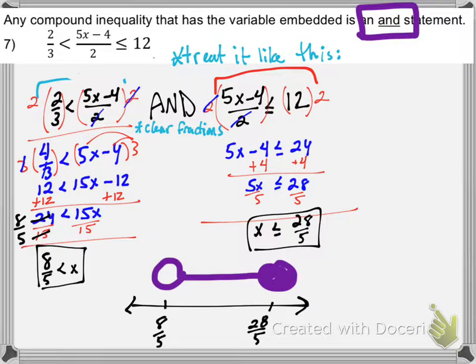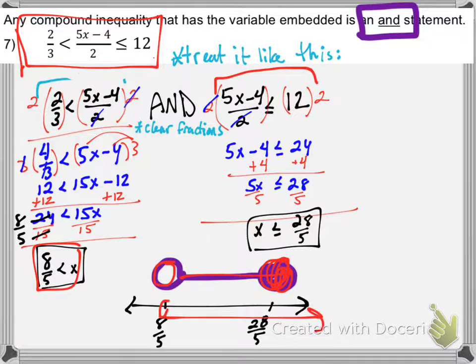Typically, anything that's set up like this is going to end up looking like a barbell thing like this. Also, this one was just graphed from here over. This is from here over, so the overlap is that purple final graph.